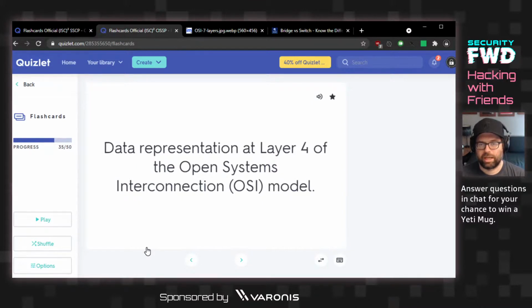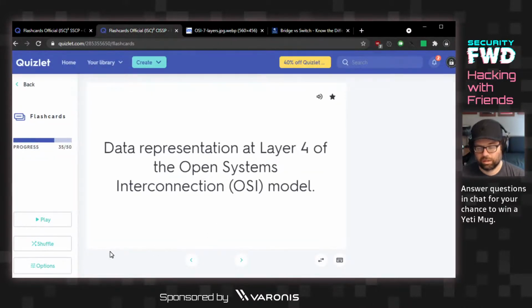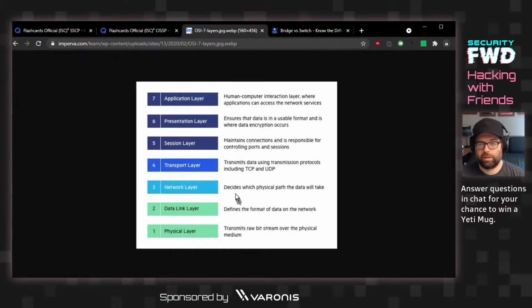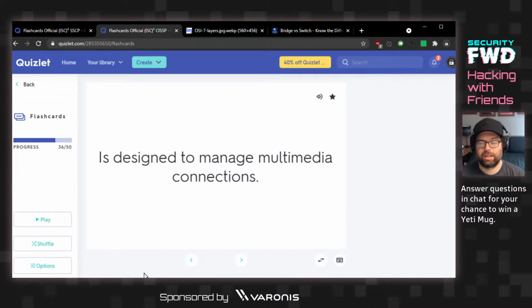Data representation at layer 4 of the OSI interconnection model. All right, so 4 is transport layer, TCP and UDP, but it's the data representation. So we did bit, frame, packet, segment? Segment. Man, 8-bit's killing it today. All right. Is designed to manage multimedia connections. Session initiation protocol.